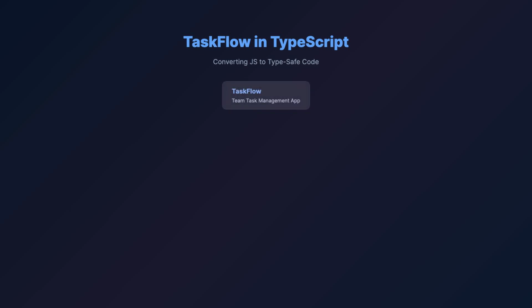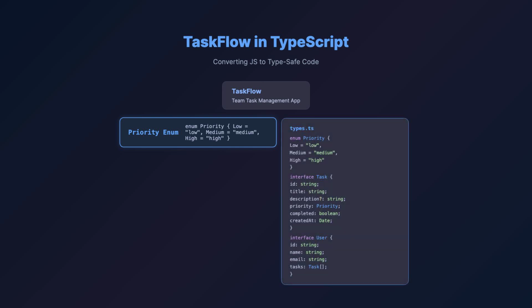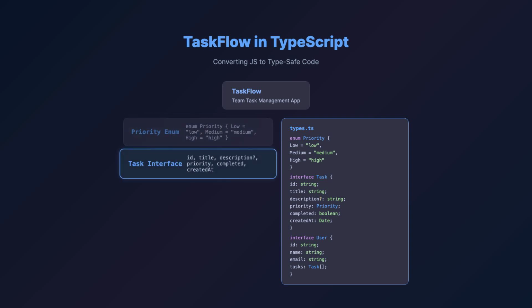Let's convert TaskFlow from JavaScript to TypeScript. First, we define our core types. enum Priority { Low = "low", Medium = "medium", High = "high" }. No more magic strings for priority levels.